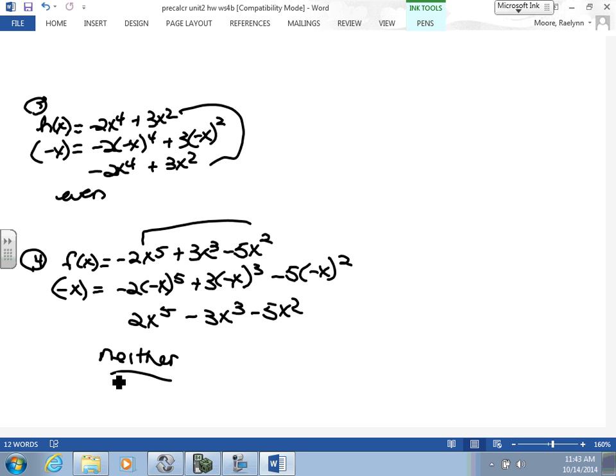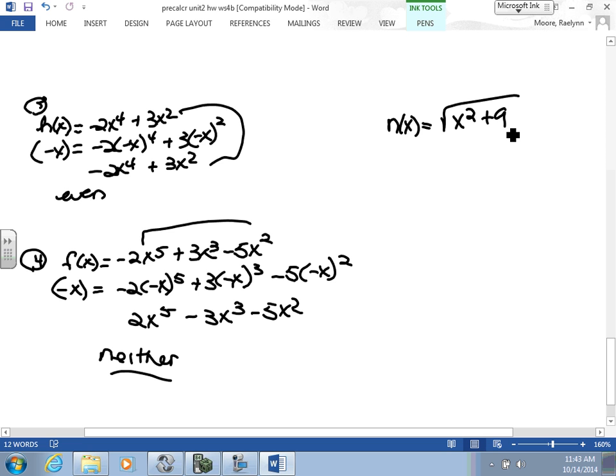All right, let's try one more. Let's do number 5 together. Okay, so we're going to replace this with a negative x. Be careful of the way you replace it. It's within the parentheses. So this again becomes x squared plus 9. Is it the same as the original? Mm-hmm. Therefore, even.